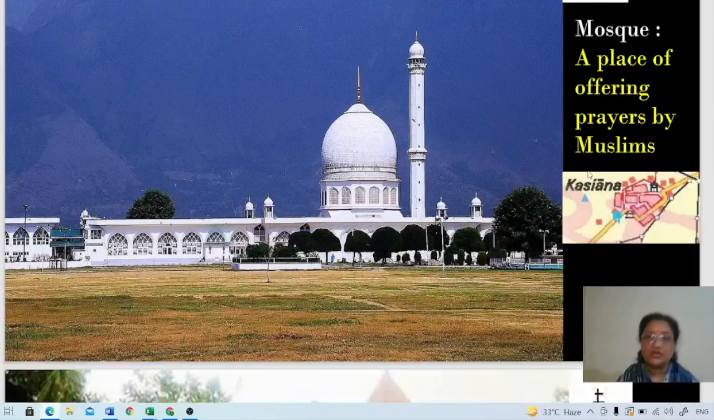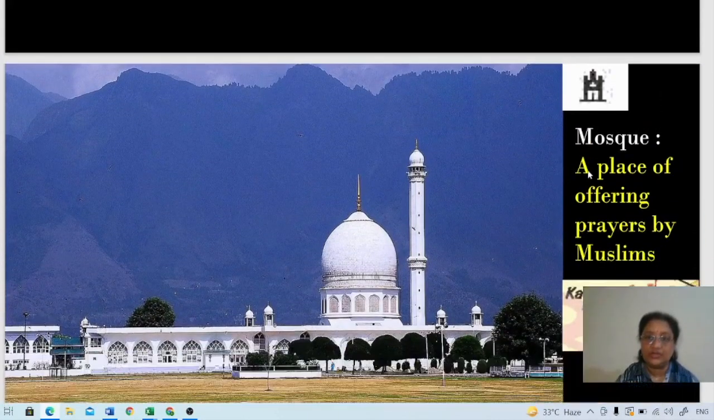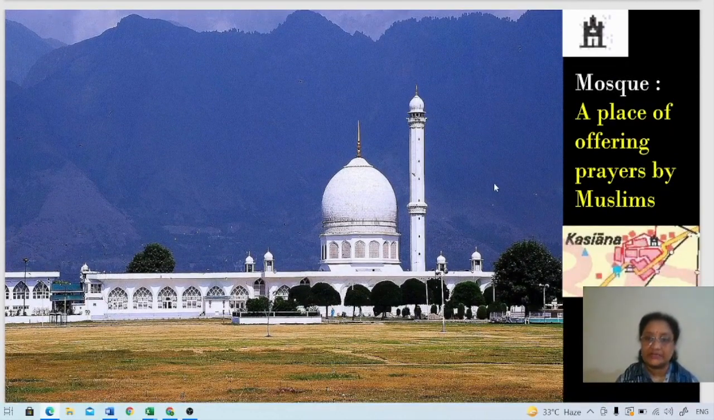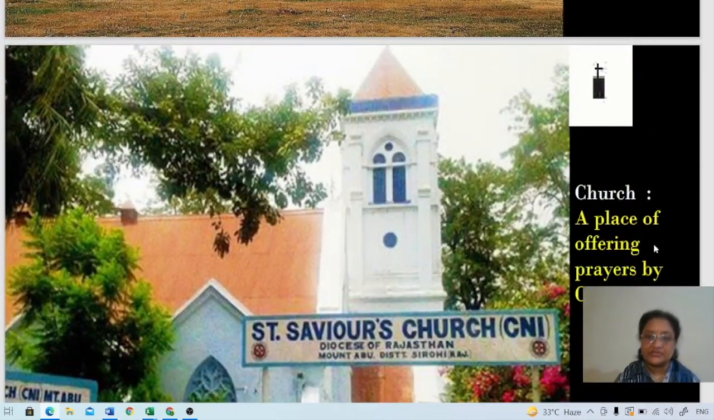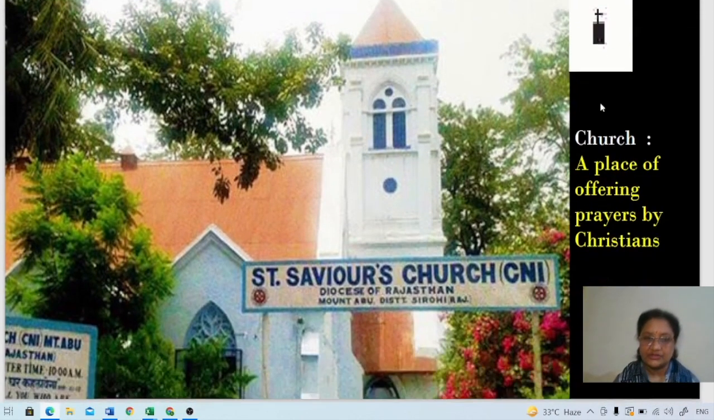Now come to the actual thing. What is it on the land? This is actually a mosque. This is the symbol of a mosque, and when you see in the topo sheet, this is the symbol of a mosque which you can see here, right? So this is the first example. Then come to the next one. This is a church, right? What is the symbol of it? This one is the symbol for the church. This is of the Christians.